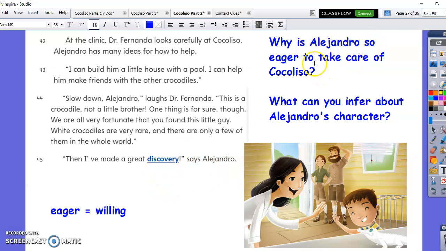Why is Alejandro so eager to take care of Cocoliso? What can you infer about Alejandro's character? Again, we could tell he's very excited, and he cares for the little animal. He must be a very caring, generous person when it comes to animals, and probably other people too. But yeah, he is willing to give up his time to help the little animal. So I would say yes, he's very caring and loving towards Cocoliso.